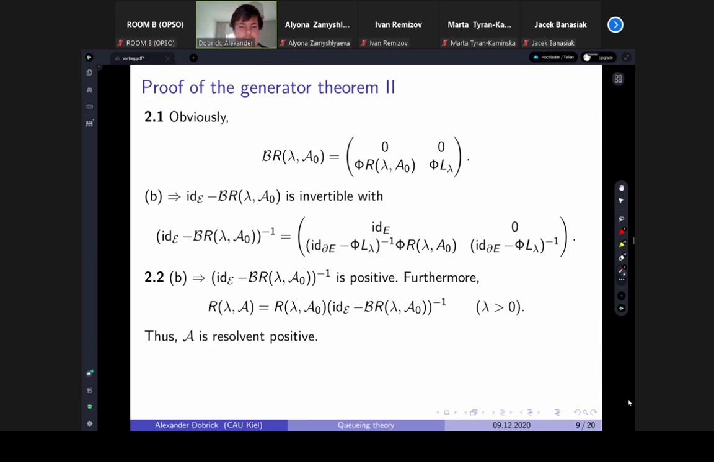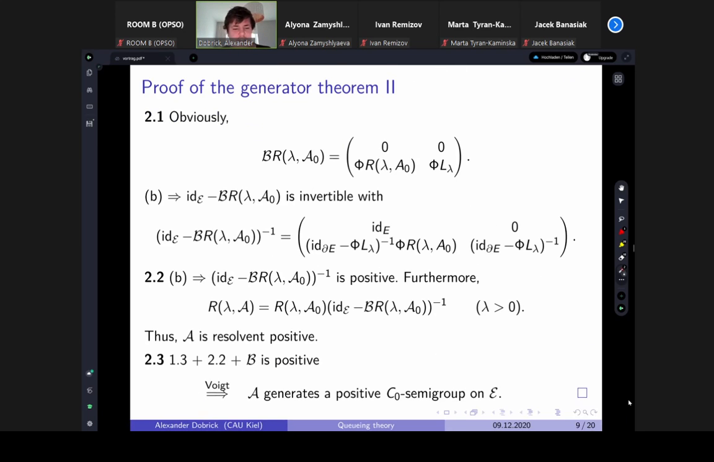And this is again a positive operator, because by assumption all these operators here are positive. So this is a positive operator as well. And we have already seen that this is also a positive operator here. So the composition of both operators is also positive, which means that the operator 𝒜 is resolvent positive.